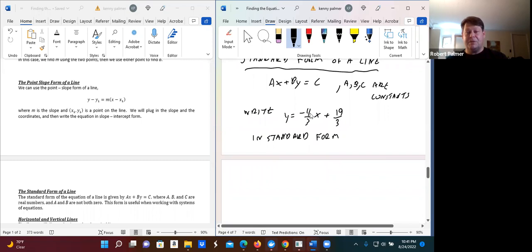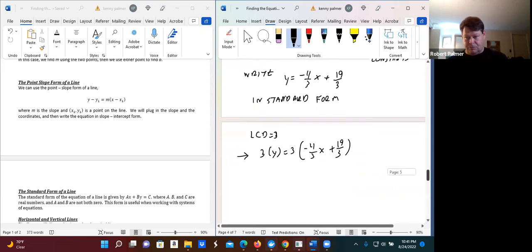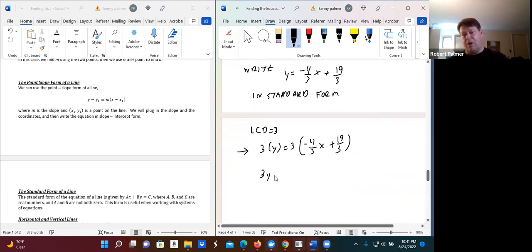So we're starting with this. Now here, it's okay if we have something in front of our y. So the best thing to do here is, once we have a least common denominator of 3, our LCD is 3, let's multiply both sides by 3. If we do that, we have 3 times y is equal to 3 times the right-hand side, negative 4/3 x plus 19/3.